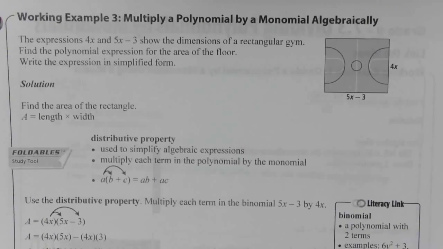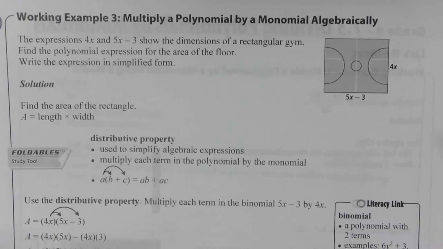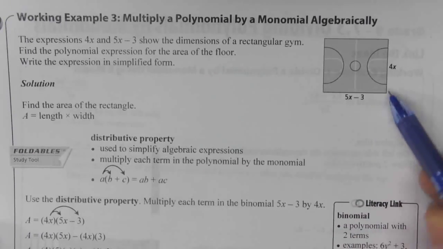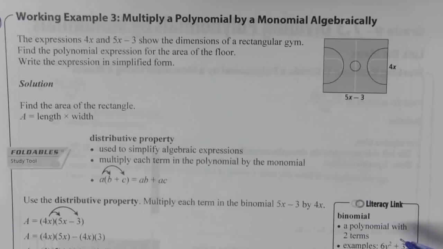Right, worked example number 3, multiply a polynomial by a monomial algebraically. The expressions 4x and 5x minus 3 show the dimensions of a rectangular gym. So we've got a length of 5x minus 3 and a width of 4x. Find the polynomial expression for the area of the floor. Write the expression in simplified form.